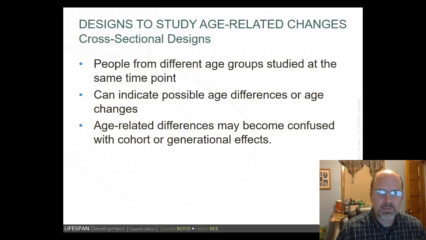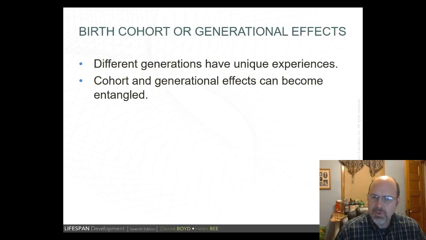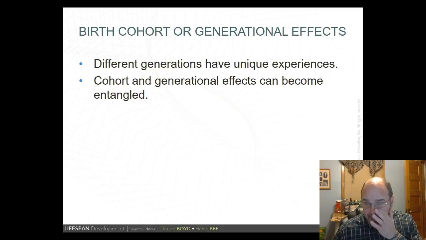Let me give an example here. Different generations have unique experiences, and those generational effects can become entangled. For instance, your generation grew up with computers, where 100 years ago people didn't have radio, or your great-grandparents may have lived through World War II or the Great Depression of the 1930s. When and where you were born could affect nutrition, sleeping arrangements, or your age at marriage. In cross-sectional studies or one-shots, cohort and aging effects may become entangled.